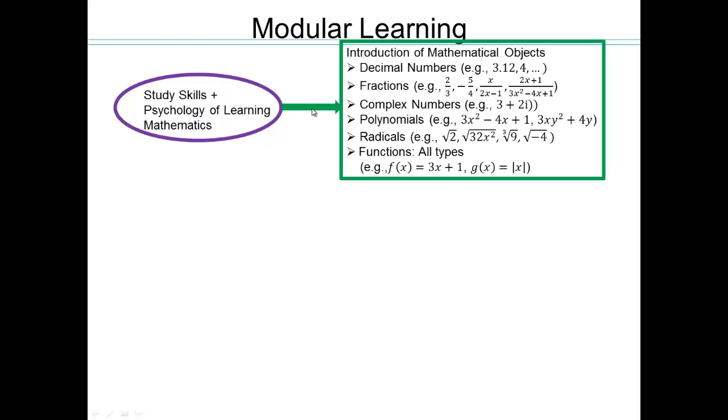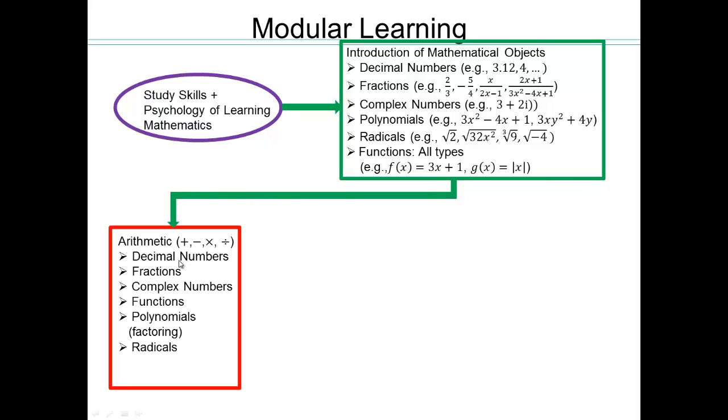We will then begin our mathematics content by introducing you to some mathematical objects like decimal numbers, fractions, complex numbers, polynomials, radicals, and functions. Once you're introduced to these objects, we will do arithmetic of all of these objects at once. So for example, we'll learn how to add, like, 3.12 and 4. We'll also at the same time learn how to add polynomials and so on, allowing you to see connections between the addition operation and all of the objects.